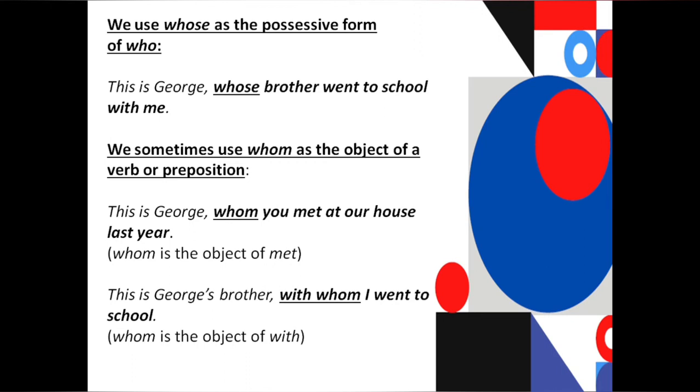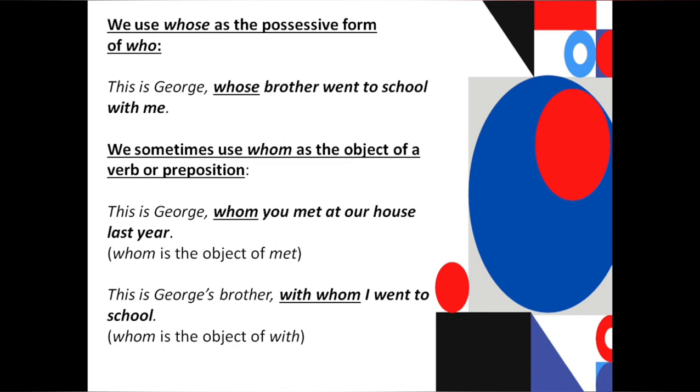And this is George's brother, with whom I went to school. Now I'm using whom with a preposition. Whom is the object of my preposition. It's the object of with. So George's brother, with whom I went to school.